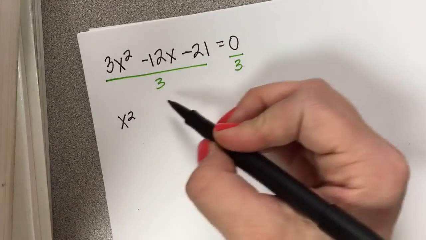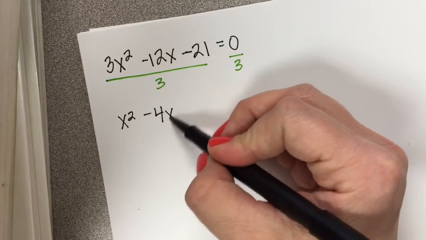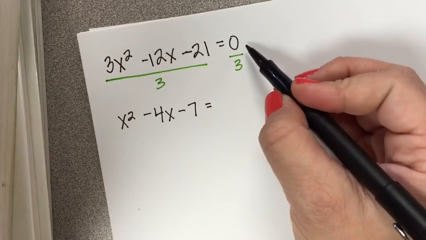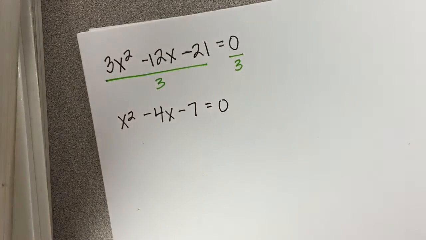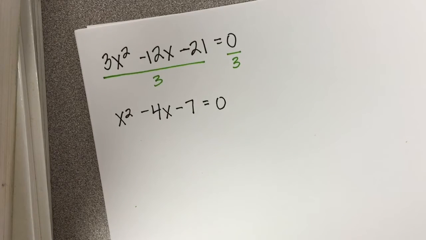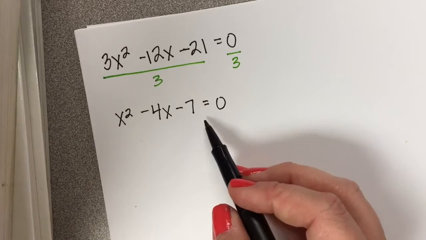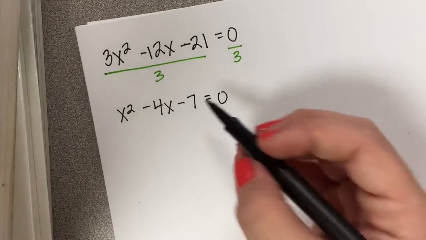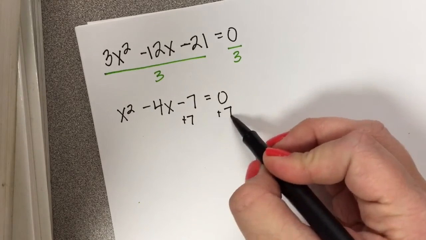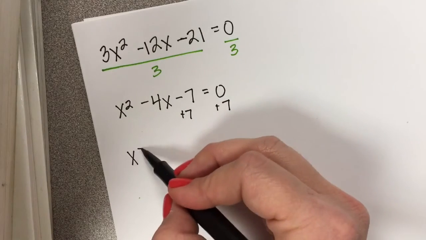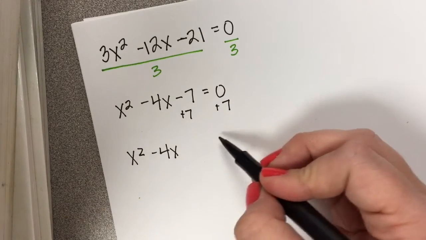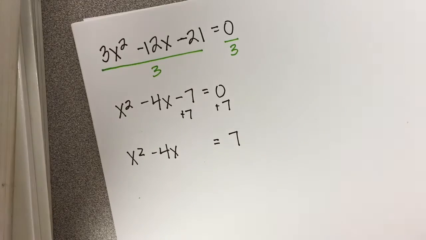So I divide, and that gives me x squared minus 4x minus 7. 0 divided by 3 is just 0. Okay, so there's nothing I can multiply to make -7 that's going to add to give me -4. So I'm going to do what I did last time. I'm going to add 7. So x squared minus 4x equals 7.